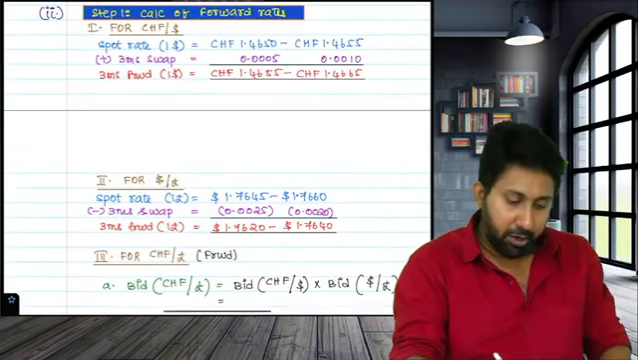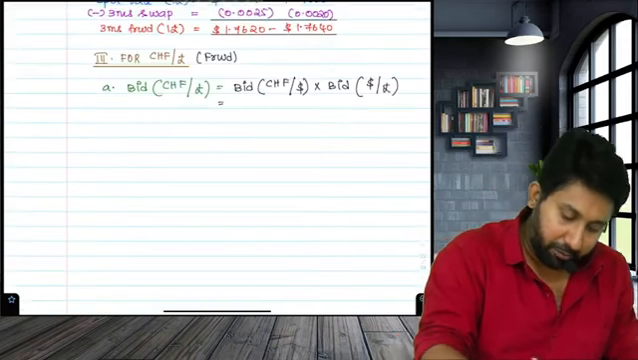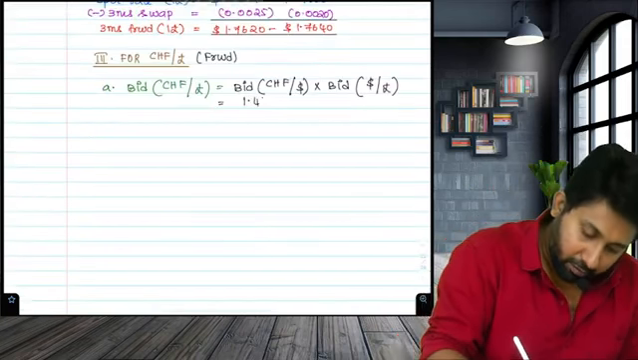Bid of number of CHF per dollar, how many? Bid 1.4655 into bid of number of dollars per pound, the rate obtained, 1.4655 into 1.7620, equals 2.5822.